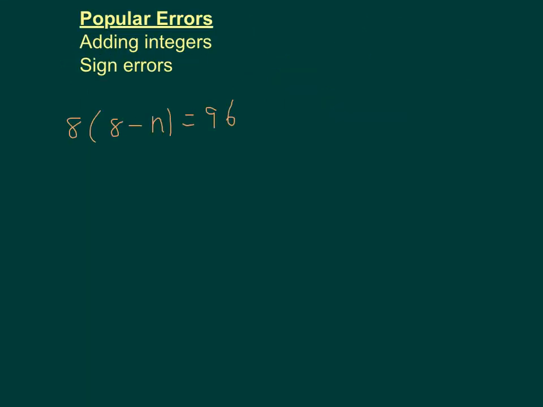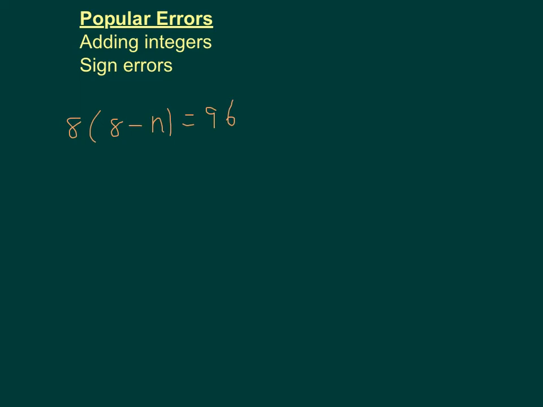Up at the top here, I have written popular errors. Adding integers, which if you go onto the math links shortcut on the high school website, we have a video and handouts just for adding integers. And sign errors via distribution are the two most popular reasons students make errors in solving equations. So let's take a look at how this plays out.